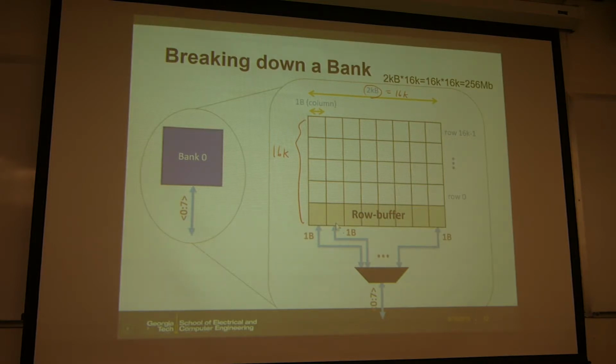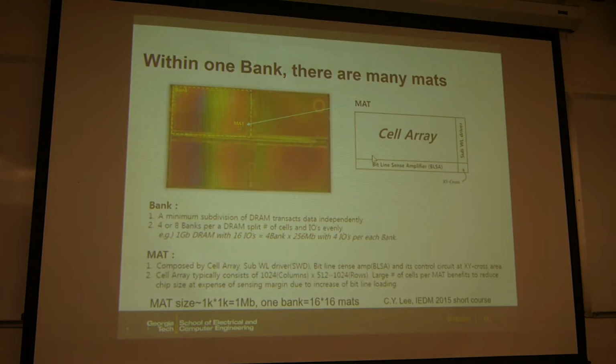So sometimes each row is also called a page. This is true for DRAM or for flash. And then again, we will have muxes to select which columns you want to read the data from. Sometimes this bank is too large, so we will break it into sub-banks, or sometimes we call it a mat. So this is like a sub-bank.